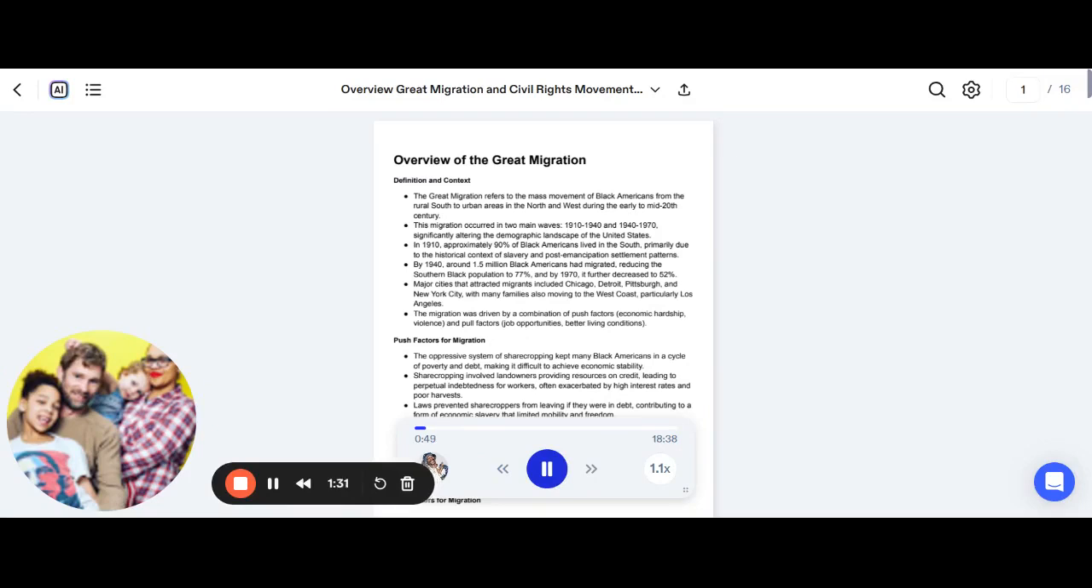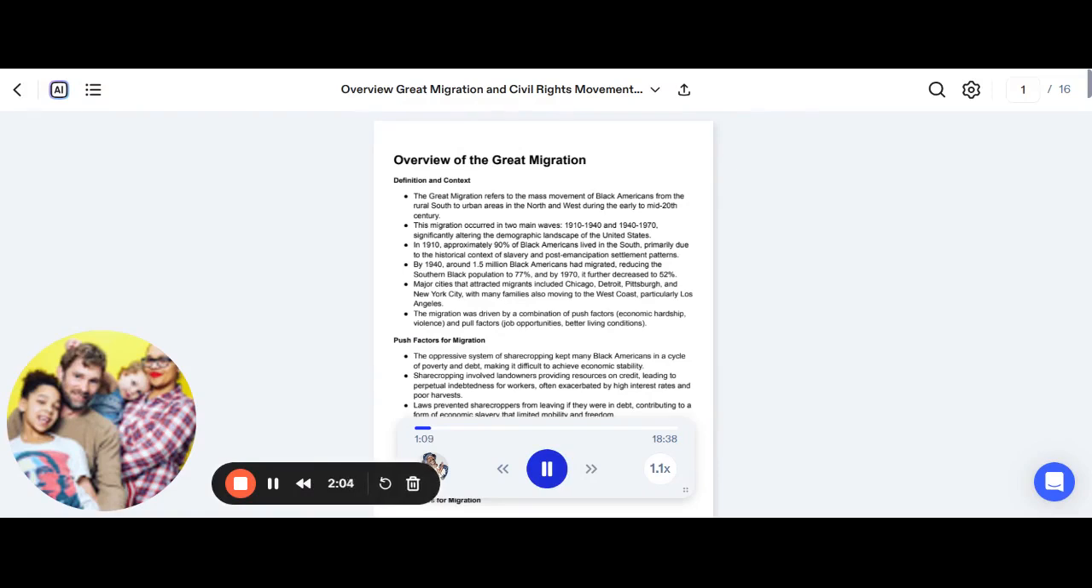Laws prevented sharecroppers from leaving if they were in debt, contributing to a form of economic slavery that limited mobility and freedom. The threat of violence from groups like the Ku Klux Klan created an atmosphere of terror, prompting many to seek safety and security elsewhere. Jim Crow laws institutionalized racial segregation, denying Black Americans access to quality education, healthcare, and economic opportunities, further motivating migration. The desire for a better quality of life and the hope for economic mobility were significant motivators for many families.